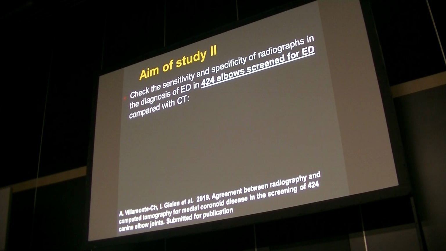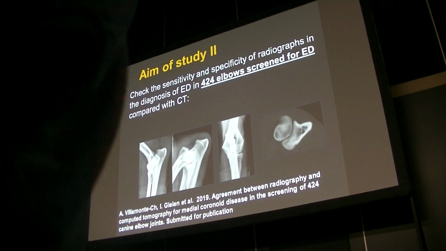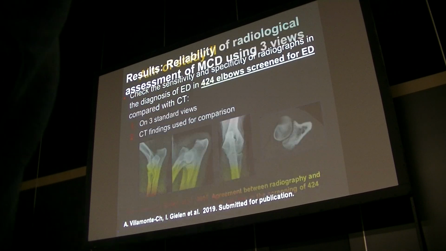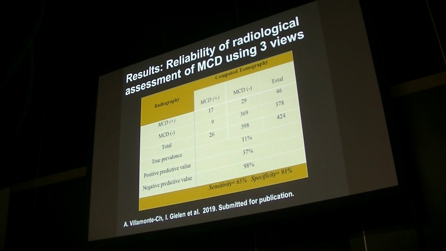Then the second aim of the study was almost the same. Material and methods are almost the same. However, this was done in dogs presented for screening. So the majority were assistant dogs, helping dogs, police dogs. So we did the same procedure, compared the radiographic findings with the CT findings, and these are the results.